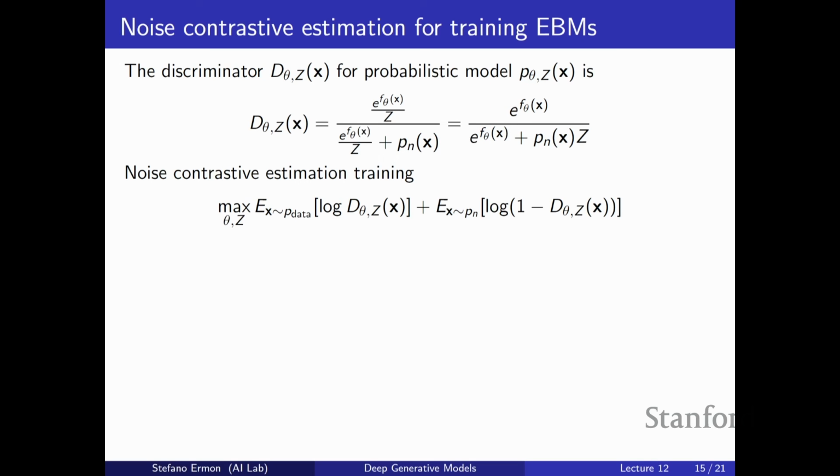There's only a discriminator. Once you've trained it, you can extract an energy-based model, which is the F theta, from the discriminator. So in that sense, yes, F theta is just for generation.